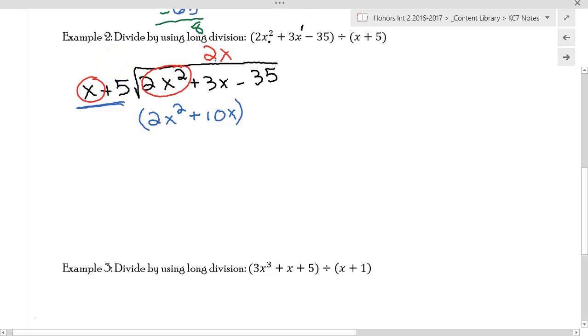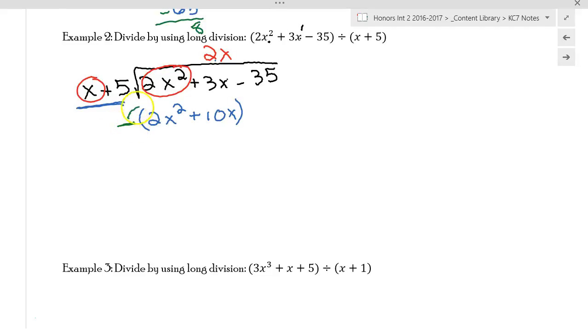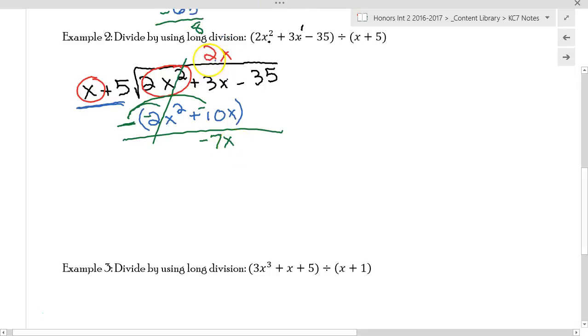Then my subtraction step. I have to subtract this whole thing. Okay. So I'm just going to distribute that negative in. So it's going to be negative 2x squared and negative 10x. So 2x squared and negative 2x squared, those cancel out to 0. 3x and negative 10x, I get negative 7x. And then my last step is that bring down. Minus 35.